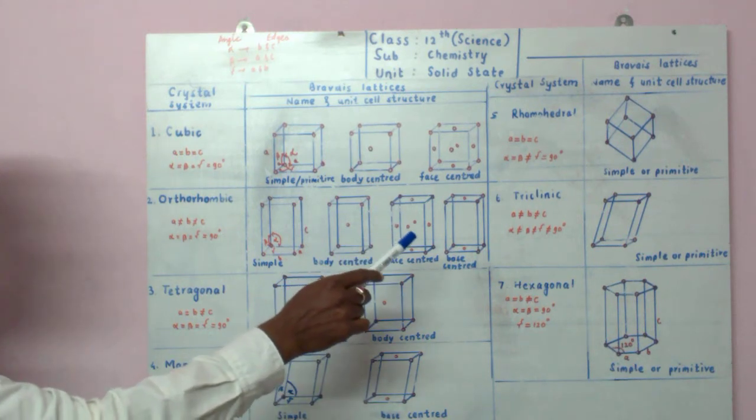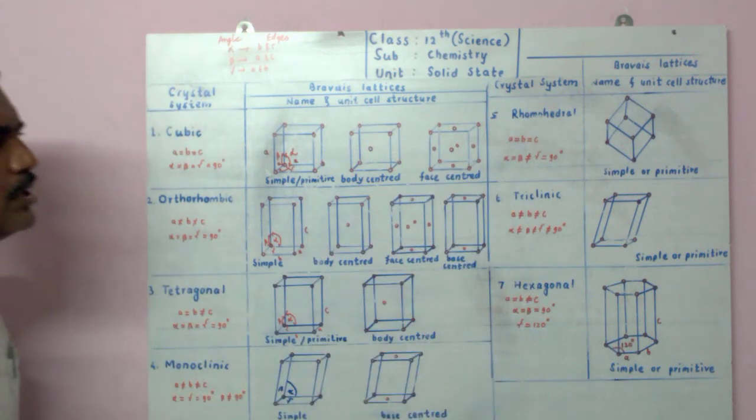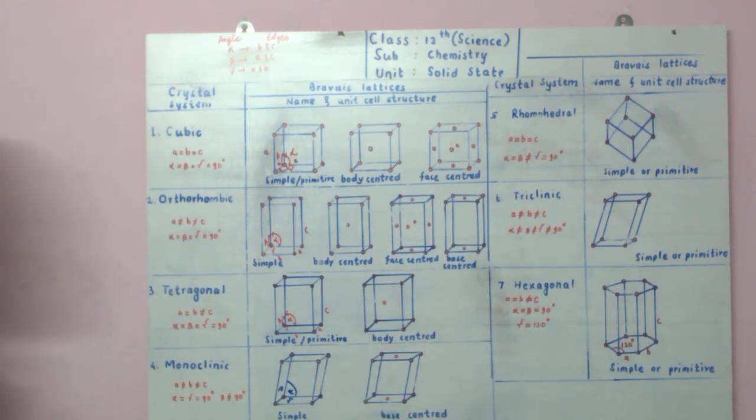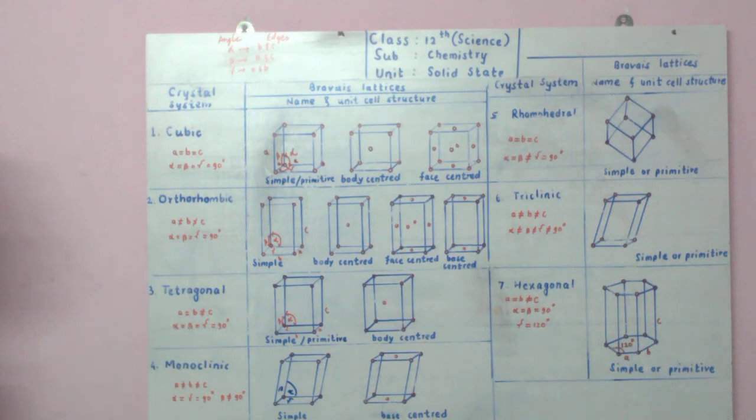Rhombohedral, triclinic, and hexagonal are of only one type, that is simple or primitive. In this way, 7 crystal systems are shown by 14 Bravais lattices.